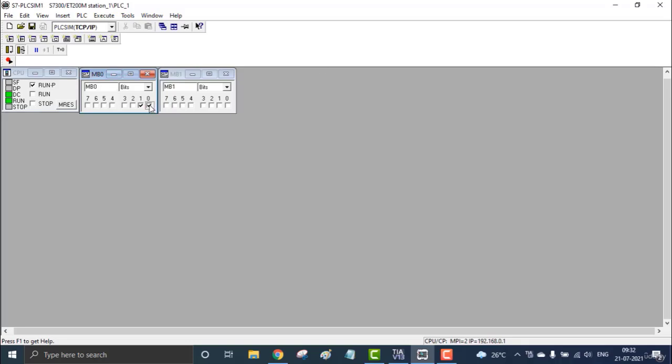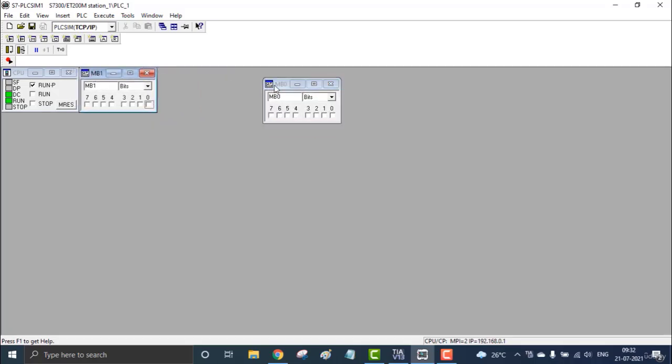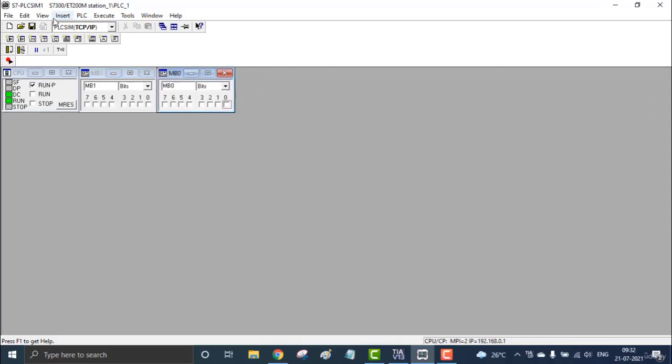I'm not going for this. I'm going to show you MB0 and MB1. They combine to form the memory word, memory word 0. These two, MB1 and MB0, combine to form memory word MW0. I can show you in the binary. You can see 1, and these 2 bits are part of the second half of the memory word.